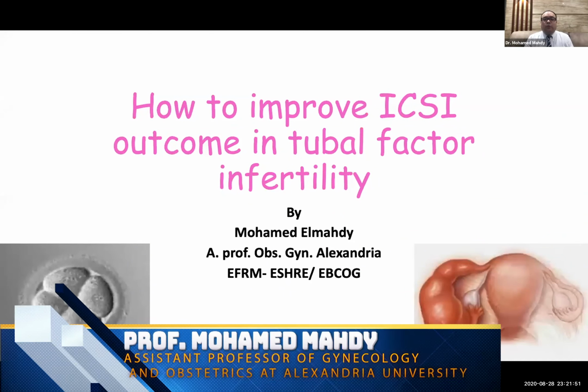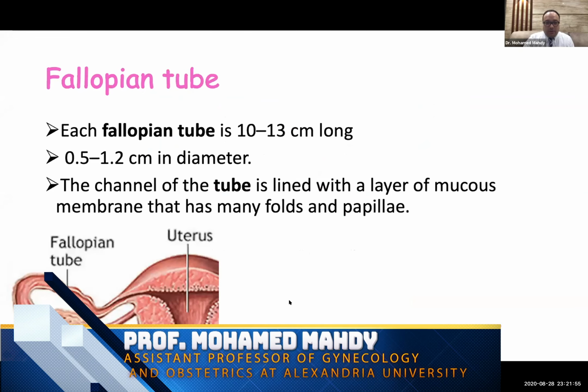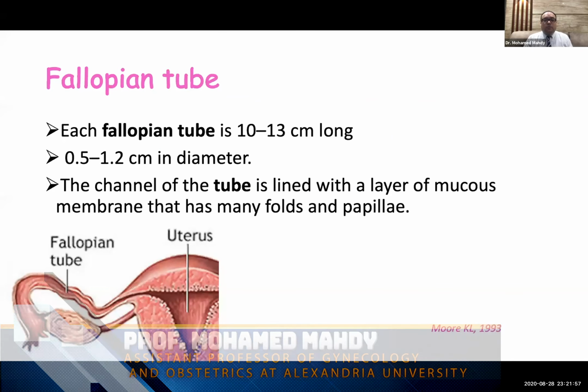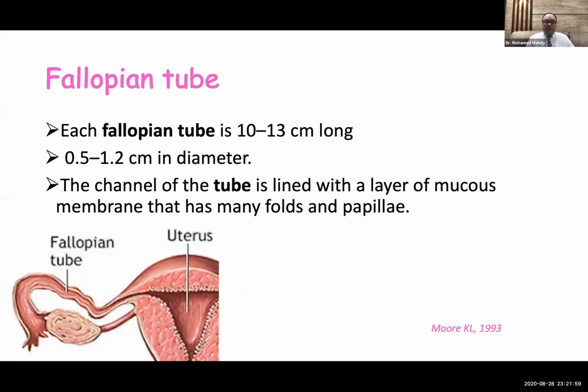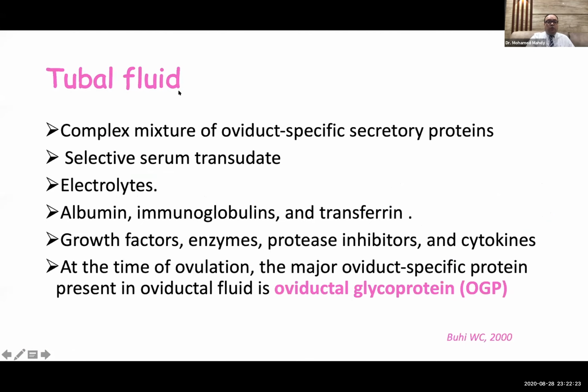Our topic is how to improve ICSI outcome in tubal factor infertility. At first, we should know the anatomy and physiology of the fallopian tube. The fallopian tube is about 10 to 13 centimeters in length and about 0.5 to 1 centimeter in diameter. The channel of the tube is lined with a layer of mucous membrane that has many folds and papillae.